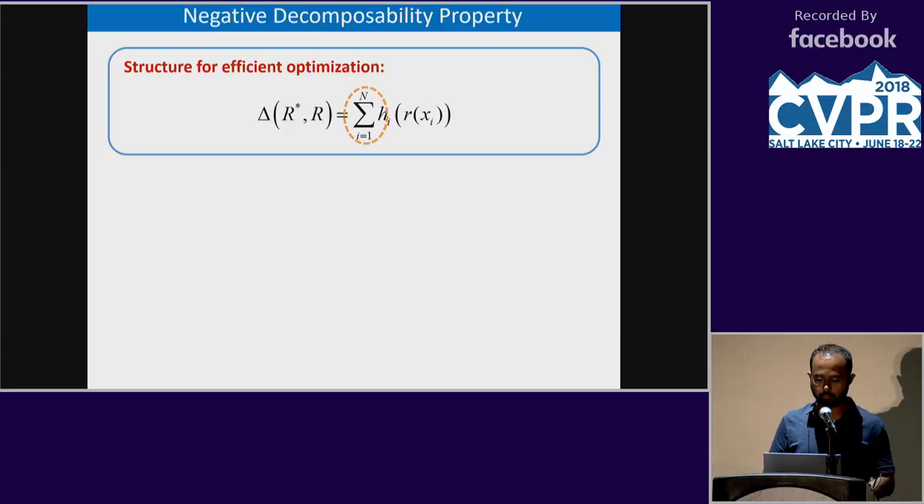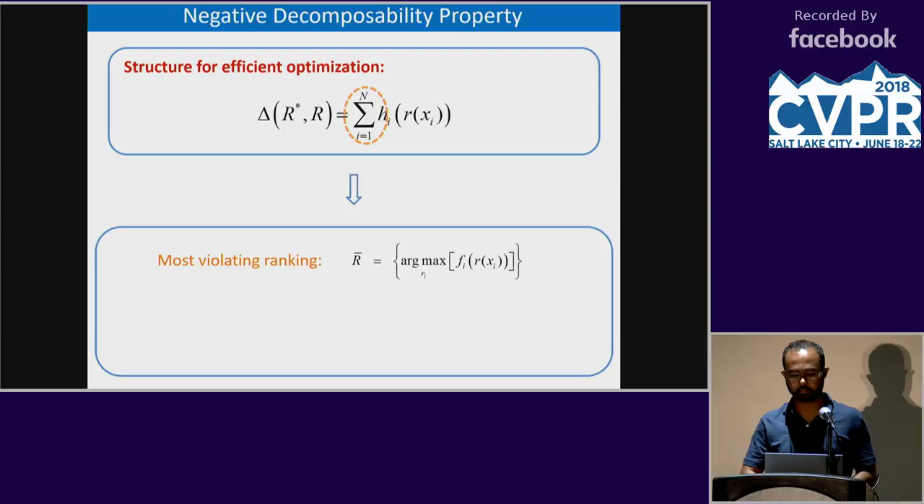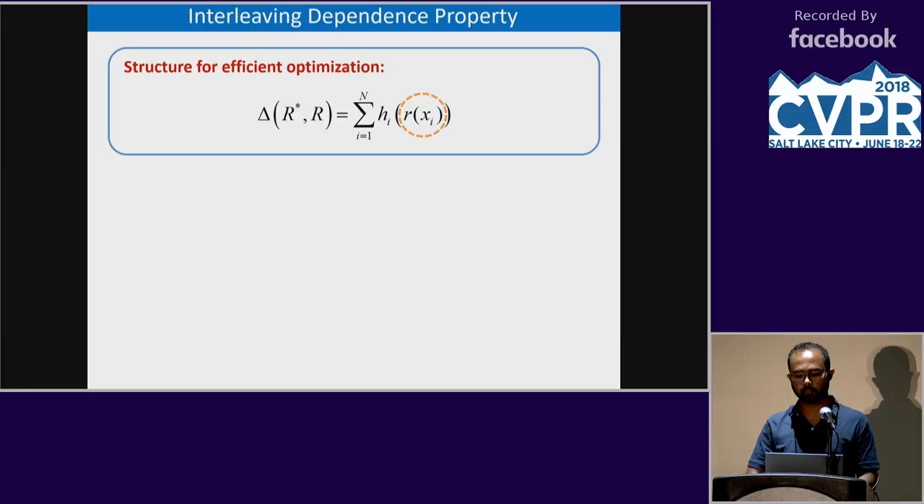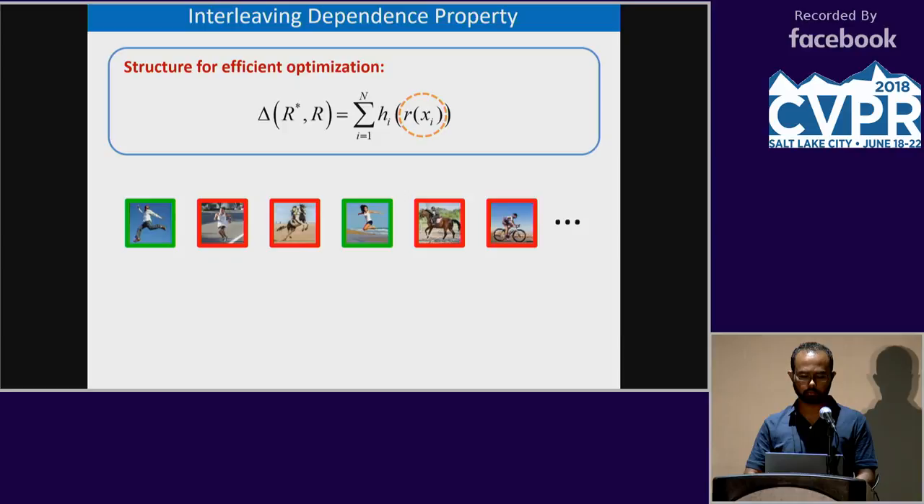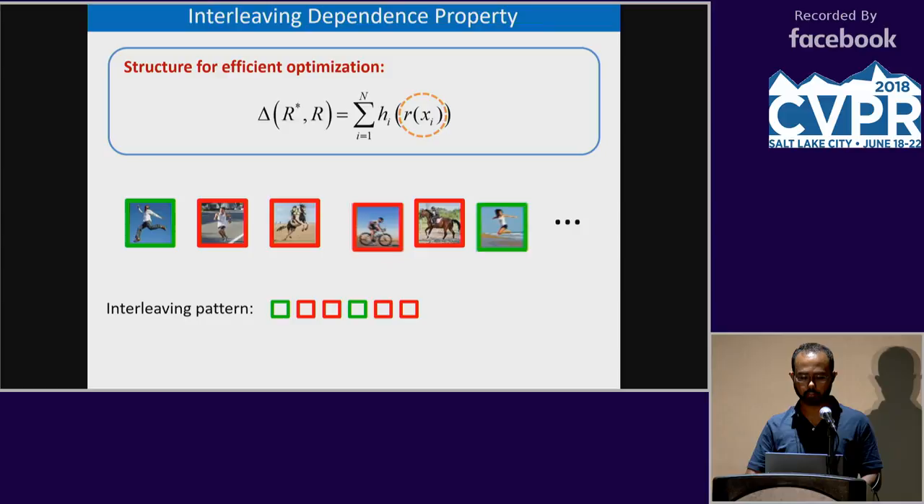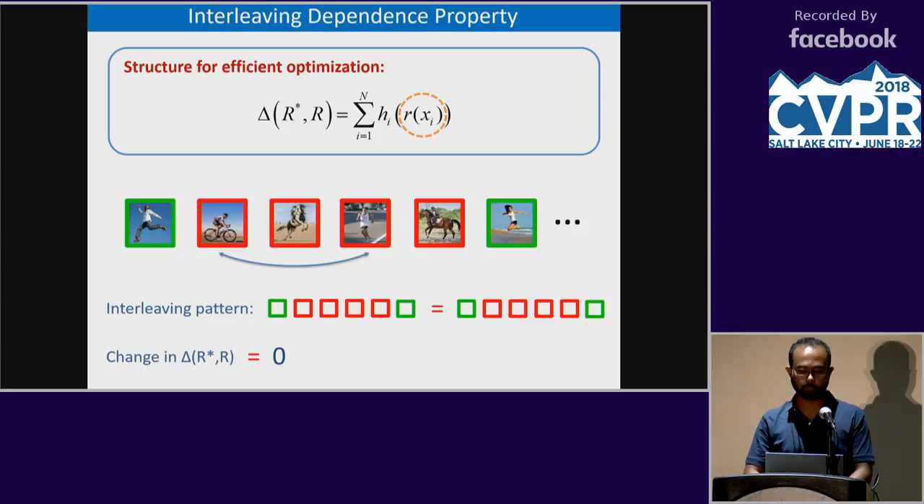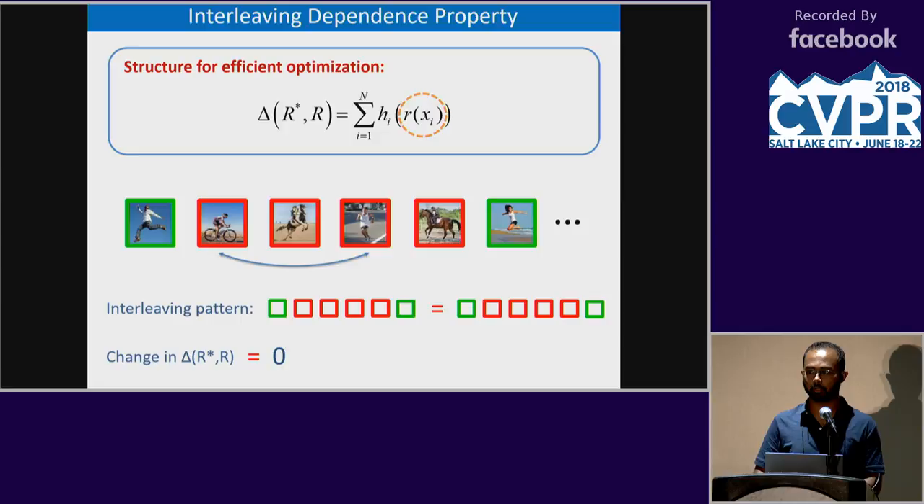First, discussing the negative decomposability property, the fact that the loss function is additively decomposable onto negative samples leads to the most violating ranking having a structure which allows computation of the optimal interleaving rank of each negative sample independently. Further, the fact that each of the terms in the summation is dependent only on the interleaving rank of the negative sample leads to the following property: given a ranking, if you change the ranking in a way that changes the interleaving pattern, then the loss function would also change. However, if you change the ranking in a way that doesn't change the interleaving pattern, the loss wouldn't change. So essentially, the loss function depends only on the interleaving pattern of the negative and the positive samples among themselves.